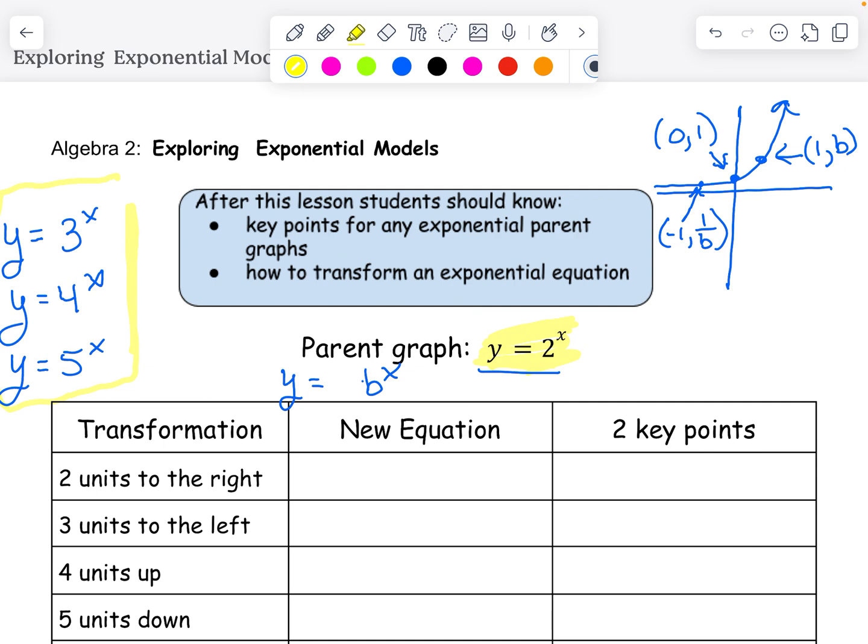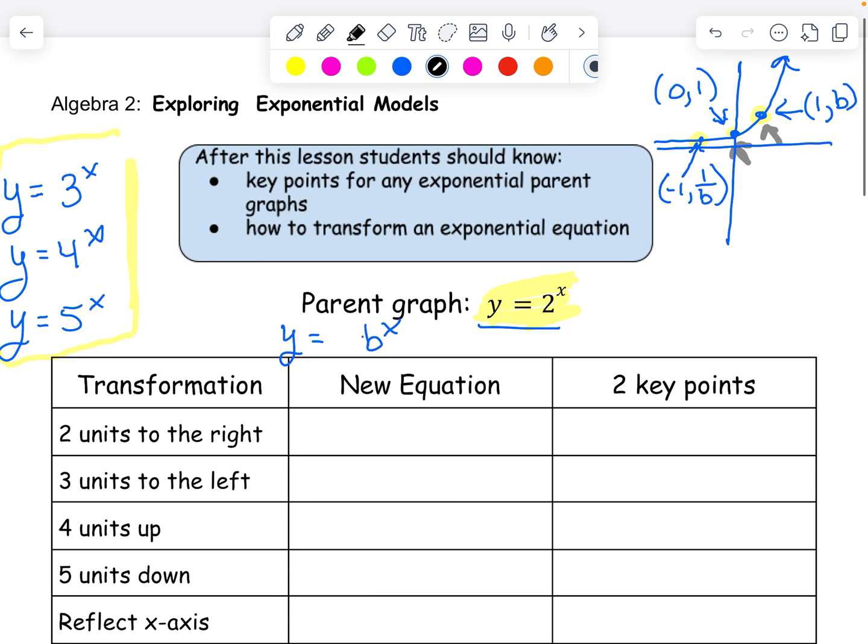We're going to be focusing on key points. So this point will be (0, 1), that's if there's nothing multiplied by, there's no stretch, no compression, right? And this one will be (1, whatever the base is), and this one right here is going to be -1 and then 1 over b. Okay, so I'm really interested mostly in these two, those are the ones that I really want you to focus on. Okay, and as you see this, you can see there's an asymptote that goes along the x-axis as long as we haven't moved it up or down.